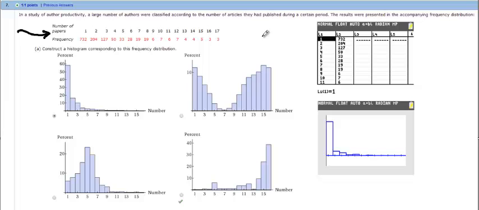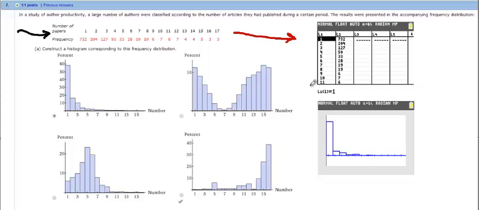Now what I did was I put your numbers 1 through 17 into list 1 of my TI-84. And then the frequency of each of those values was listed in L2. I did a screen capture just so that you could see what the calculator would look like.